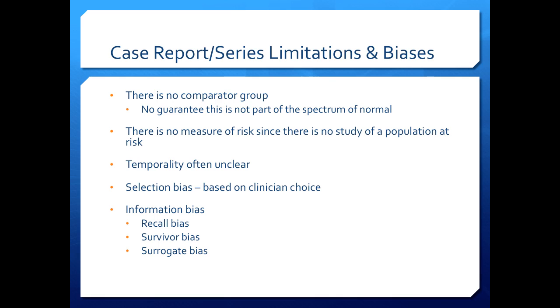There's huge potential for selection bias, since the clinician must think the case is somehow special and then convince peers and a publisher that it merits publication. There's also potential for information bias through things like recall bias, survivor bias, and surrogate bias.